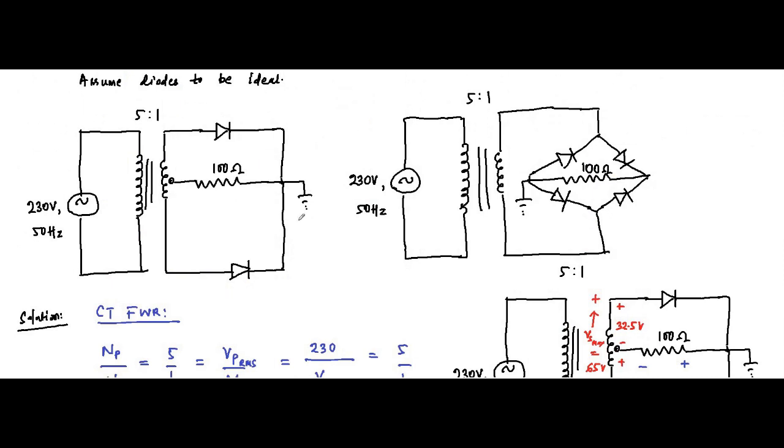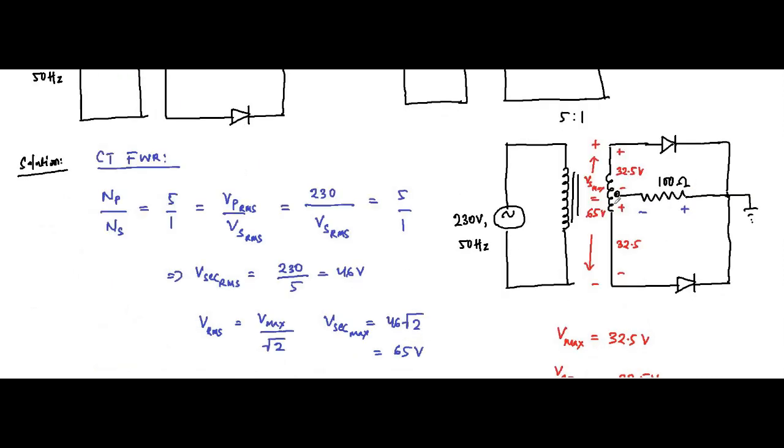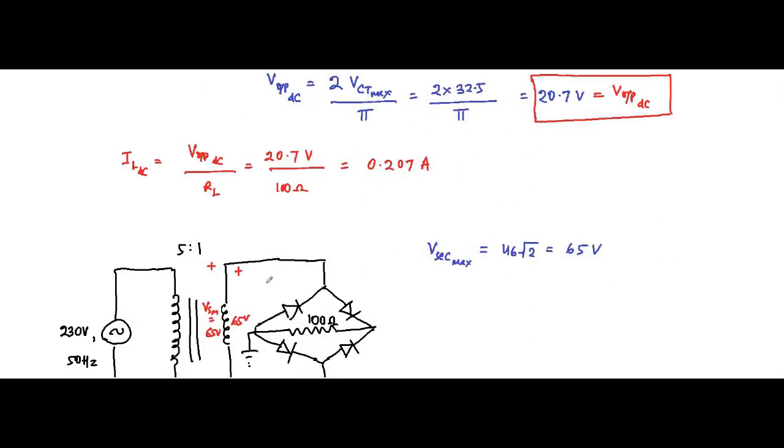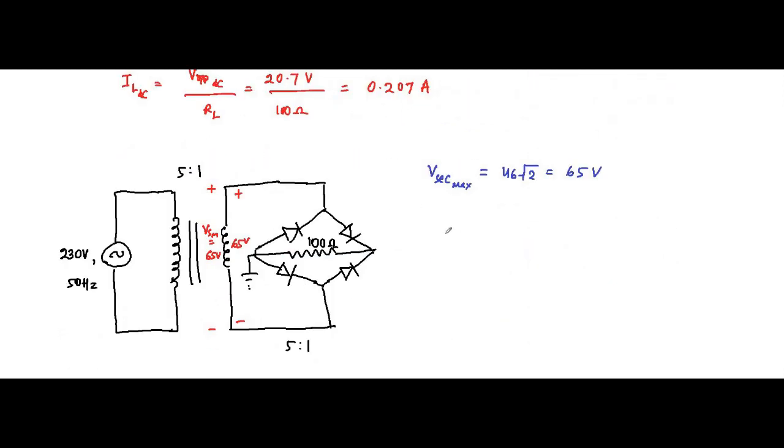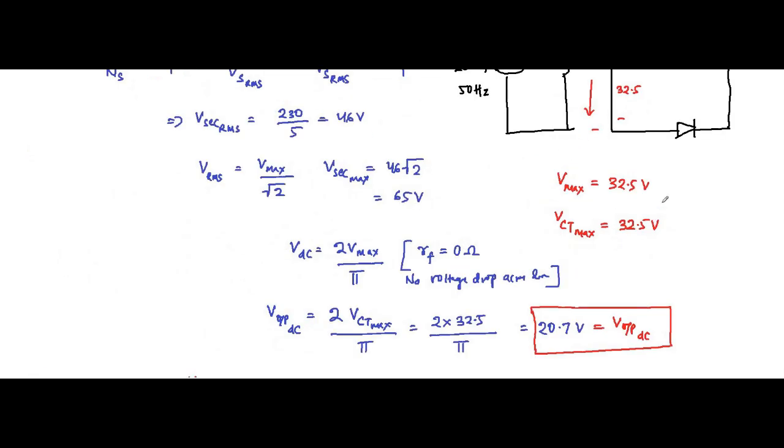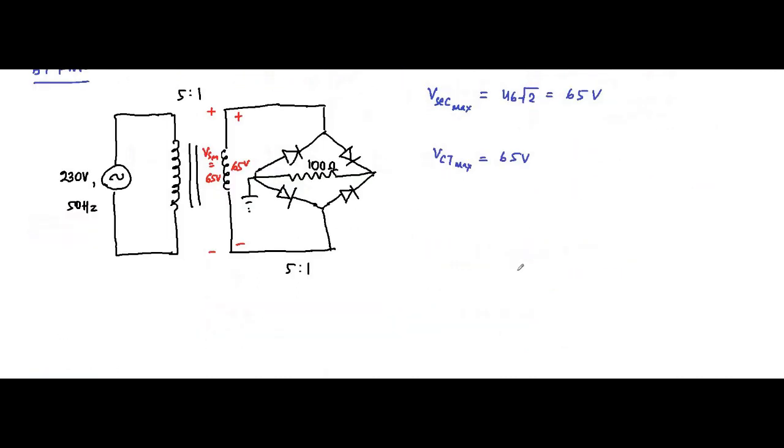But what was the difference in the center tap full wave rectifier? From the center tap point, the secondary winding voltage was divided equally, but here the entire 65 volt is subjected to it. So in the bridge type full wave rectifier, the maximum voltage is equal to 65 volt. Here it was 65 by 2, which is equal to 32.5 volt.